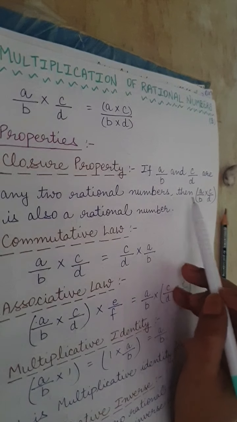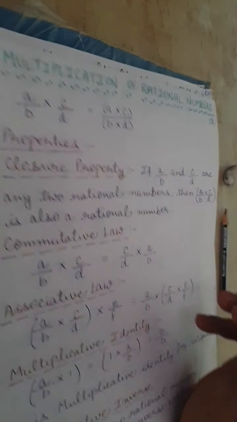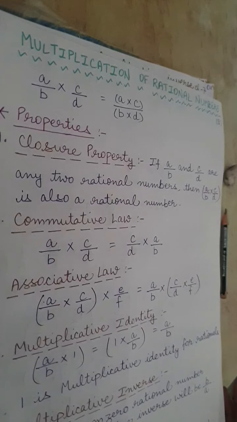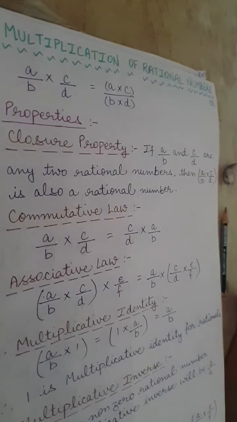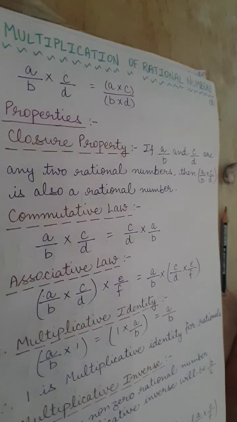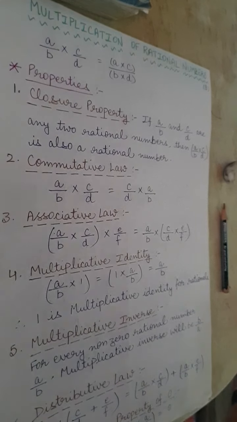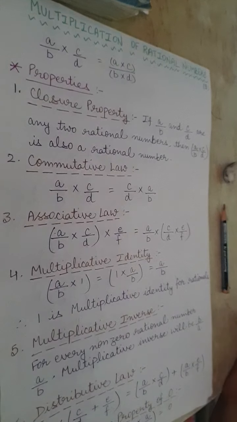If a upon b and c upon d are any two rational numbers, then their product will also be a rational number. What I have said is that if we multiply any two rational numbers, then their product will also be a rational number. So, what is this property called? This property is called the closure property.